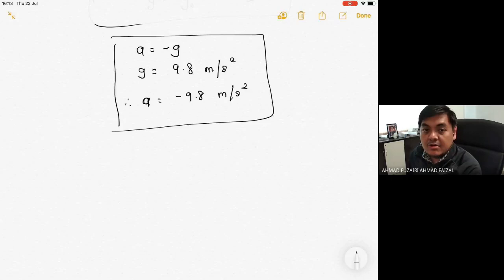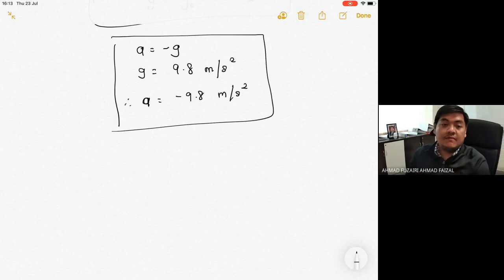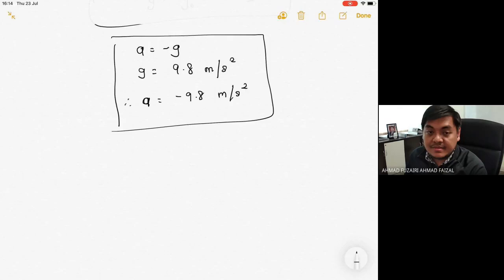So when people ask you what is the value of gravitational acceleration, your answer will be 9.8. What is the value of acceleration? Acceleration is negative 9.8. So jangan confuse. Okay, acceleration negative 9.8, gravity 9.8, sebab A dengan G ialah sesuatu yang berbeza. Okay, good. So right now you should understand these four things.